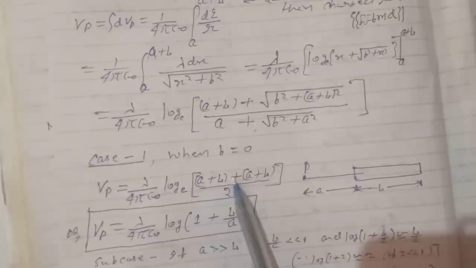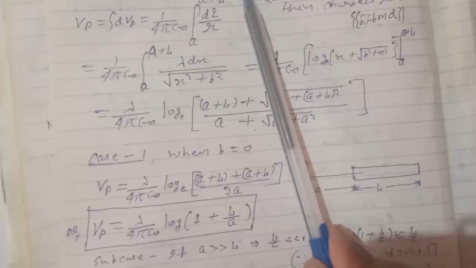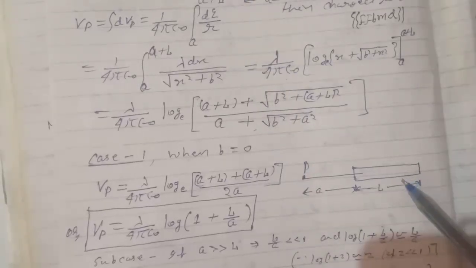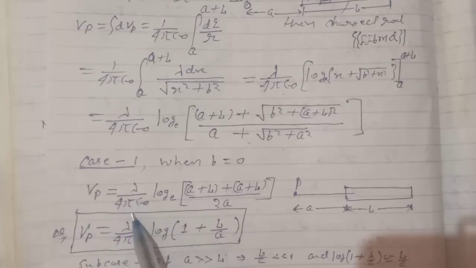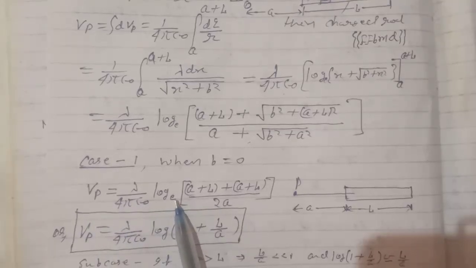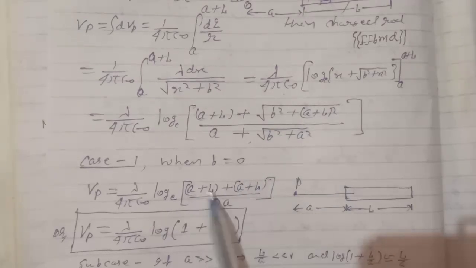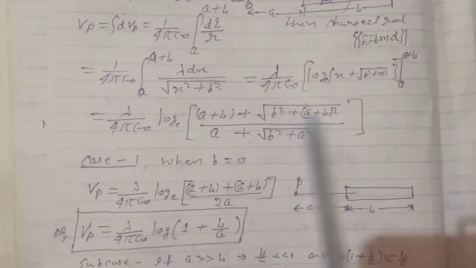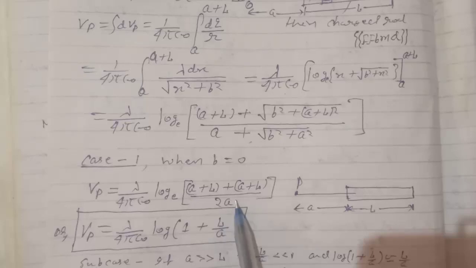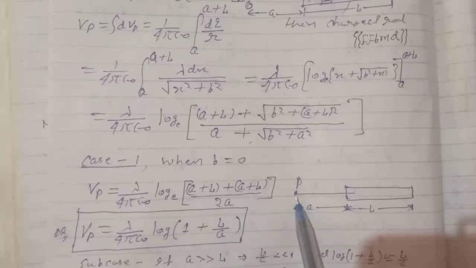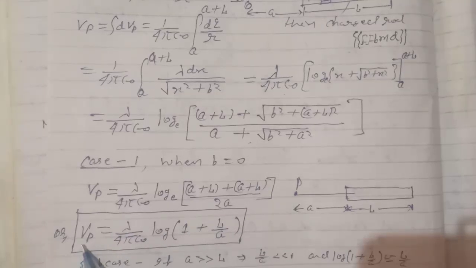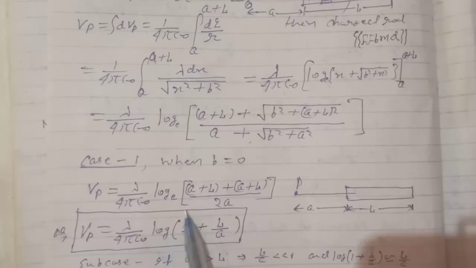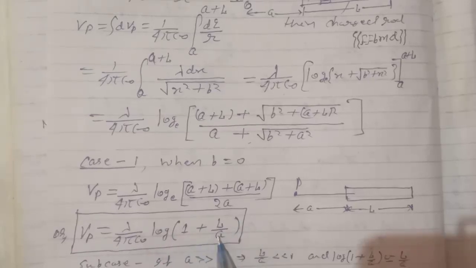Now case 1, when b equals 0, that is the point is at O, then what will happen? We have to see. Then Vp will be lambda by 4 pi epsilon naught log, where b is 0, so a plus L plus a plus L divided by 2a. So at this point the potential is given by this formula, or again solving it, Vp will be lambda by 4 pi epsilon naught log of 1 plus L by a.